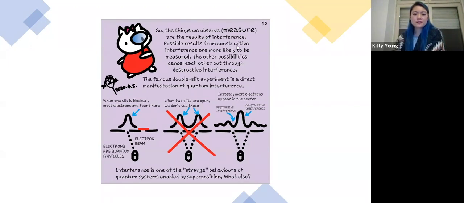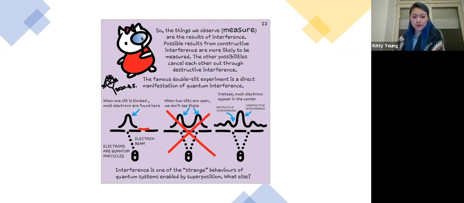So, just making an analogy, the very fact that we are sitting here talking about quantum mechanics could be a constructive outcome of the other possibility that we might be somewhere else. An obvious direct manifestation of this quantum interference is the double slit experiment.